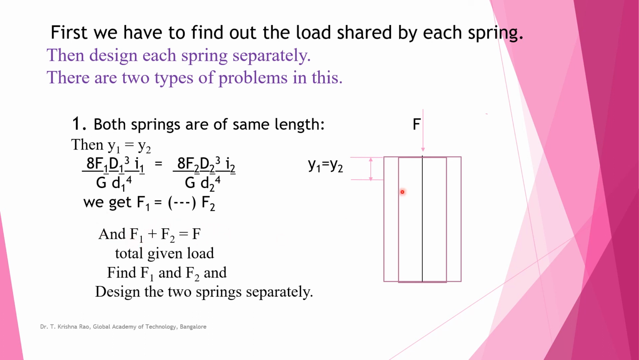Similarly, the total load given is shared by both here. So f1 plus f2 equal to f. One condition is f1 equal to something into f2. The other condition is f1 plus f2 equal to f. So substitute this f1 value in terms of f2 and calculate f1, f2. Design the springs separately. The free lengths are same, y1 equal to y2. With this condition we continue.